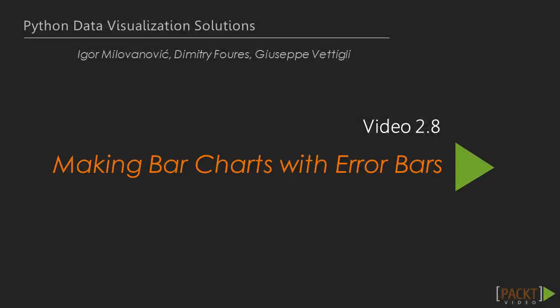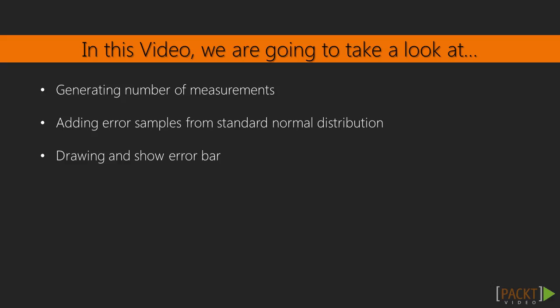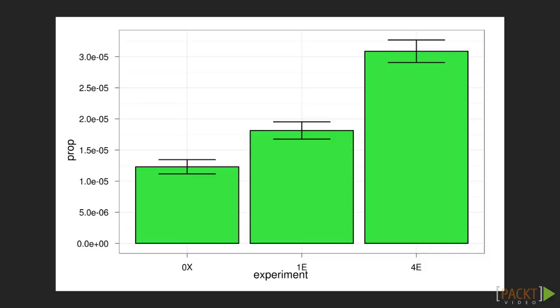Video 8. Making bar charts with error bars. In the previous video we learned about histograms and how to make them. In this video we're going to take a look at generating measurements, adding error samples and drawing error bars. To visualize uncertainty of measurement in our dataset or to indicate the error, we can use error bars.